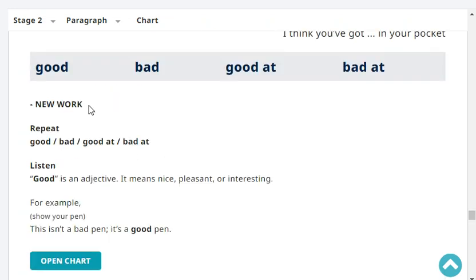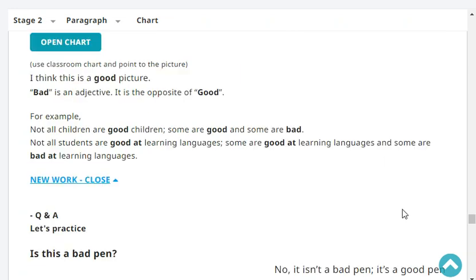Good, bad, good at, bad at. Very good. Okay, listen. Good is an adjective. It means nice, pleasant, or interesting. For example, this isn't a bad pen. It's a good pen. Okay, one more. I think this is a good picture. Bad is an adjective. It is the opposite of good.